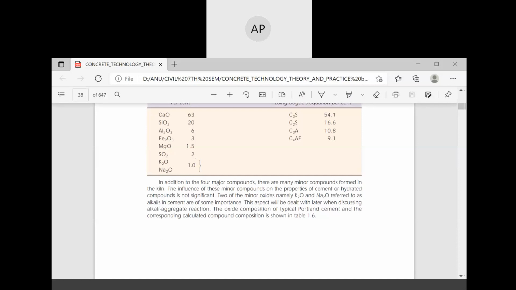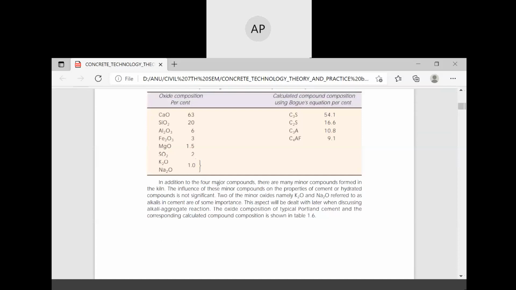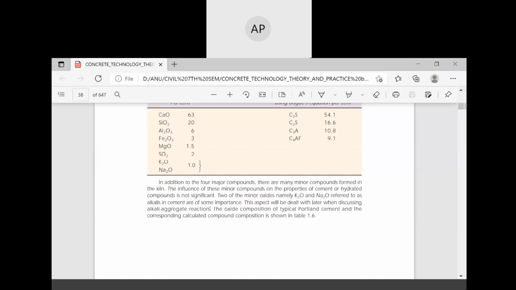So in addition to the four major compounds, there are many minor compounds formed in the rotary kiln. The influence of these minor compounds on the properties of cement or hydrated compounds is not significant. Two of the minor oxides, namely K2O and Na2O, are referred to as alkalis in cement.